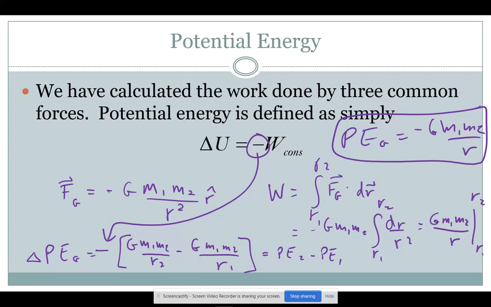Kaylin: Sorry, where did the negative sign come from? I thought we canceled it out in the integration. Okay, so there was no negative sign here. But this negative sign here, the change in potential energy defined as minus the work done by a conservative force, is where that came from.